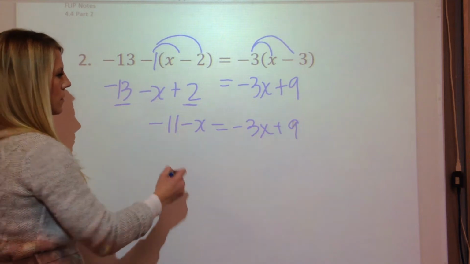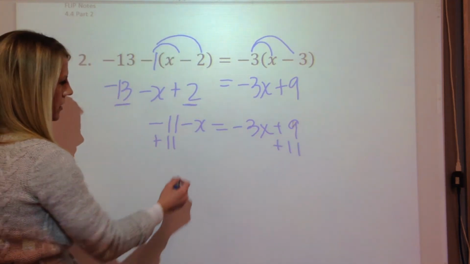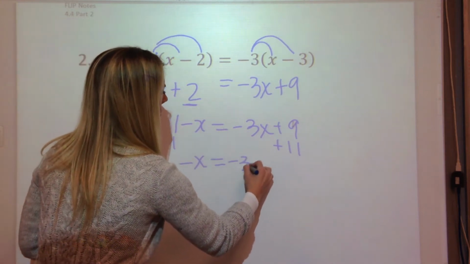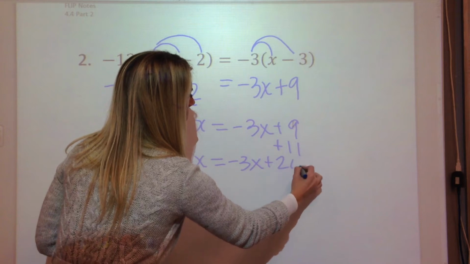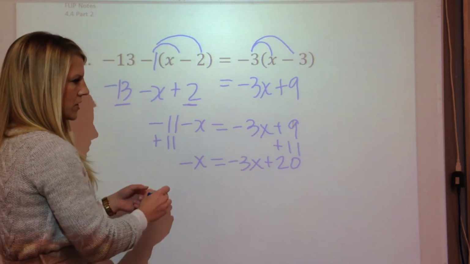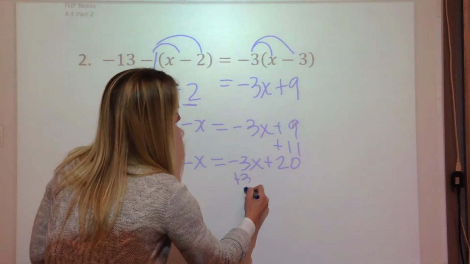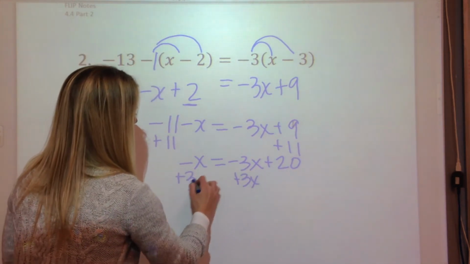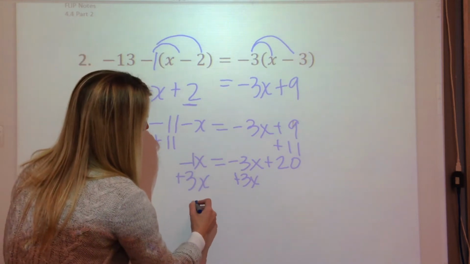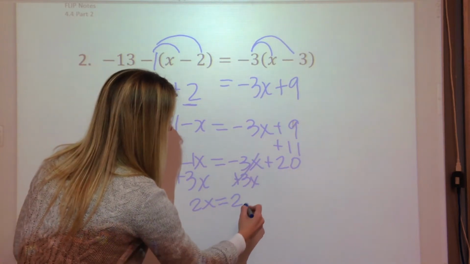So, I don't know, this time I'm just going to go ahead and start by adding 11 to both sides, just to kind of give you a different look at it. So negative 11 plus 11 is 0, negative x equals negative 3x plus 20, 9 plus 11. So now I'm going to add 3x to both sides because I have the number on one side, but now I want to get the variable to another. So negative, remember there's a 1 there, plus 3x is 2x equals 20.